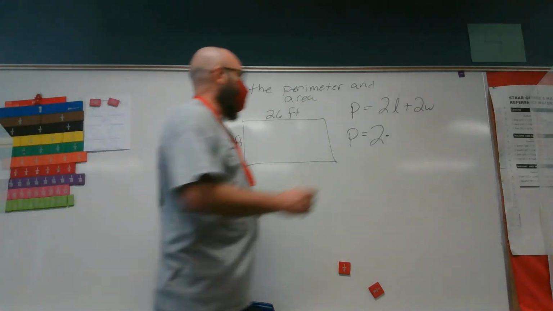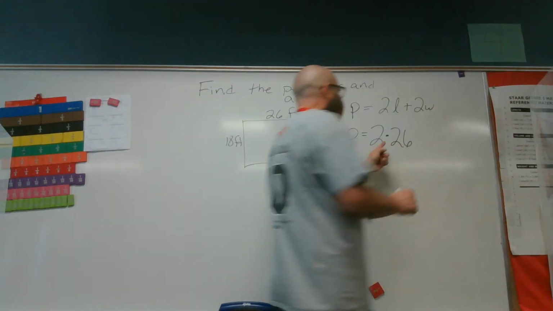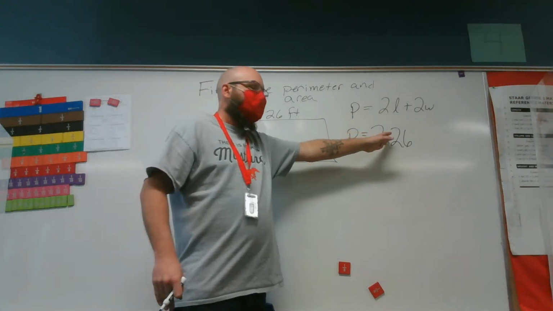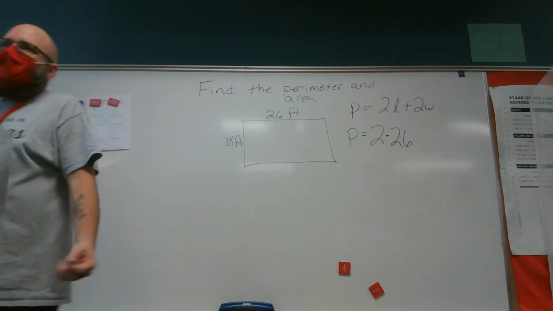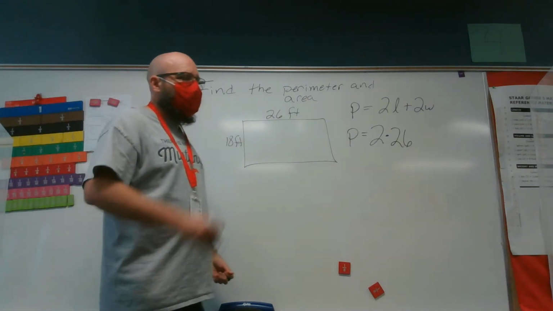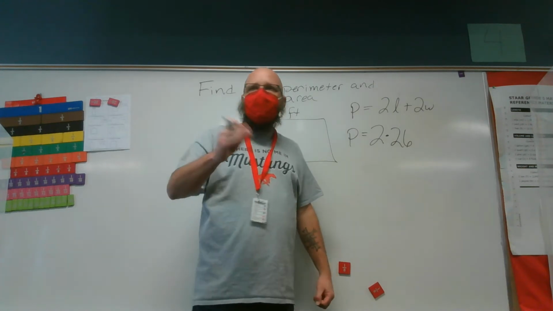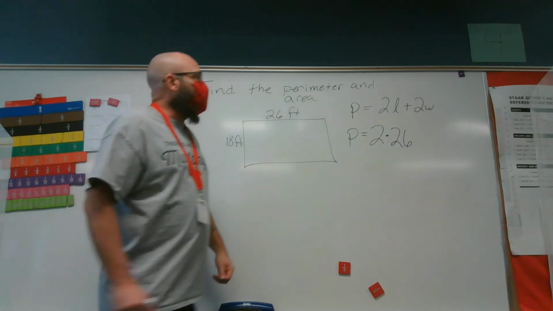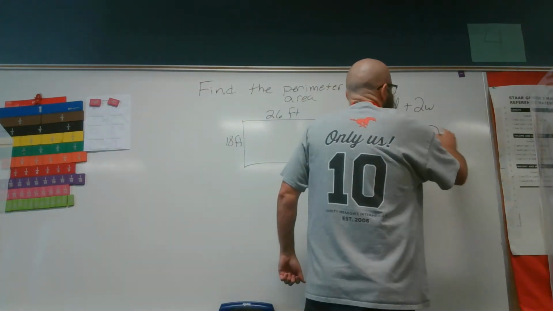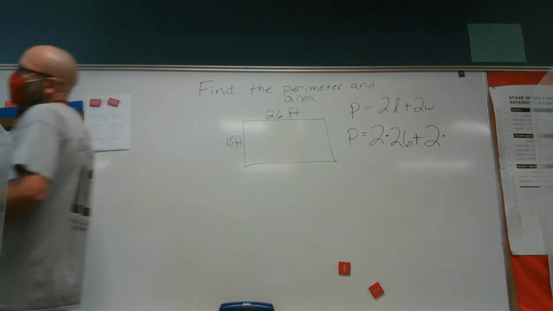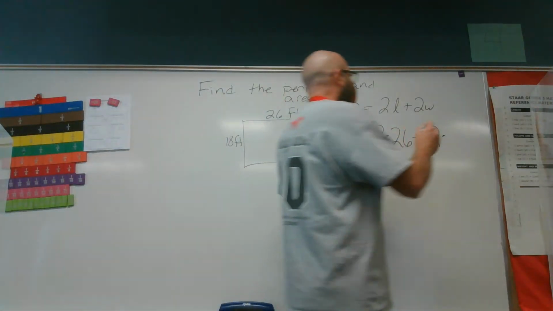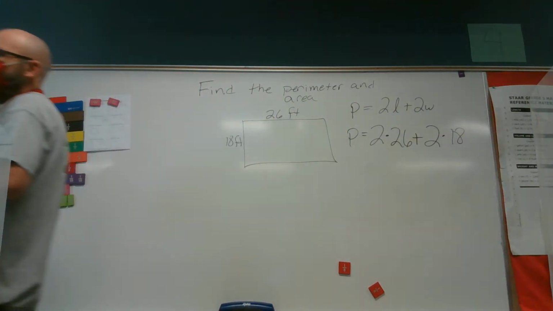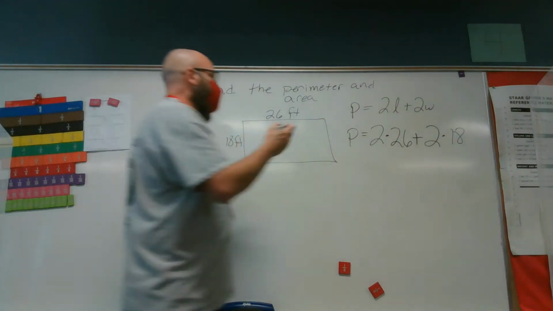26. 26, thank you. Now I put that dot there because as we get into variables, this is a symbol that they start using to mean multiplication. Because if they use x as a variable and you wanted to multiply 2 times x, and they put 2xx, then nobody would know what you're talking about. So 2 times 26 plus 2 times, what's the width? 18. So they gave me 2 of these 3 variables. They gave me the length and the width.